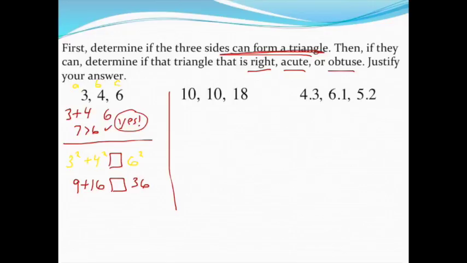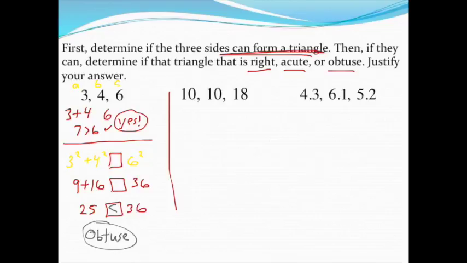9 and 16 add up to 25 on the left. I get 36 on the right. At this point, we have to decide what symbol to use. Hopefully you know this is not going to be a right triangle. If it was a right triangle, the two numbers would be equal to each other. They're not. In this case, 36 is bigger. If you check back in your notes, or maybe you have this memorized, if that C side, the biggest side, works out to be greater than the two smaller sides, that means we have an obtuse triangle. So not only do we know that these three sides make a triangle, we also know more specifically they make an obtuse triangle.